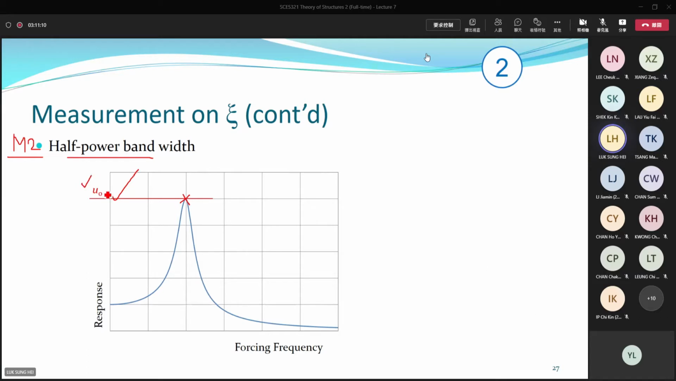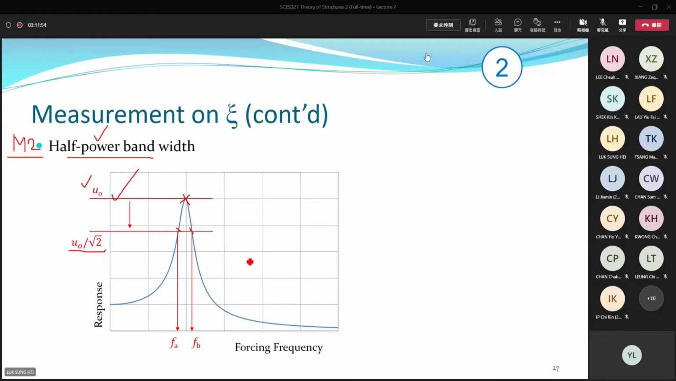Assume that the value here is equal to U0, the peak number. Then there is one very special step. We calculate a magic number, U0 divided by square root 2, and draw a line at this level. This line will cut through the curve at 2 points. From the curve, you can find the frequencies corresponding to these 2 points. I call them FA and FB.